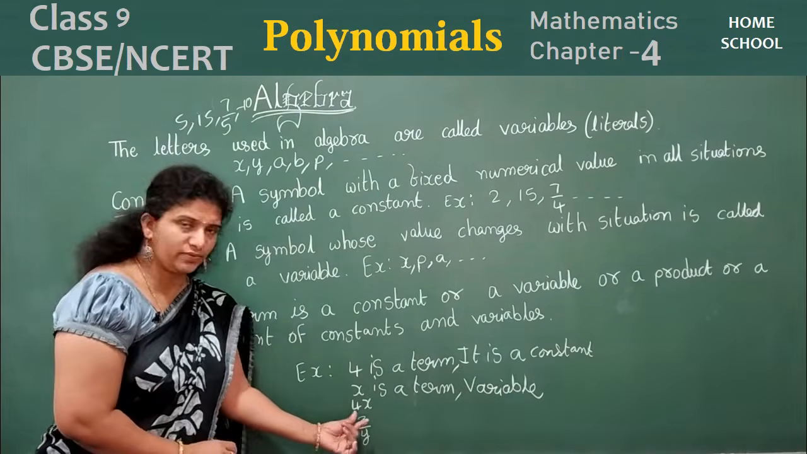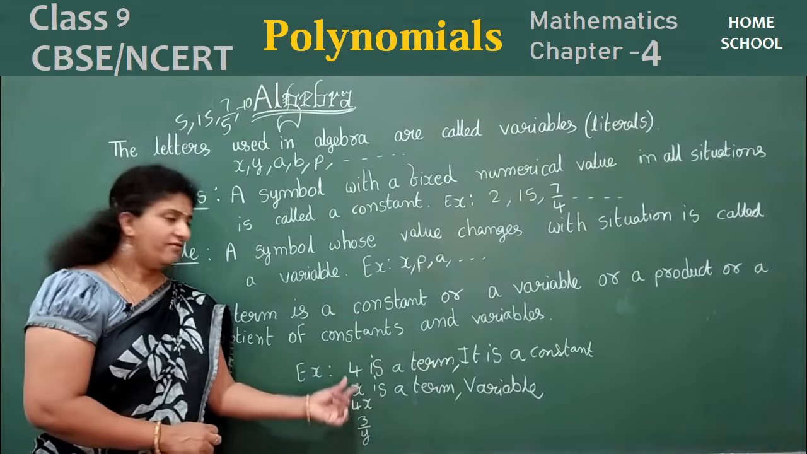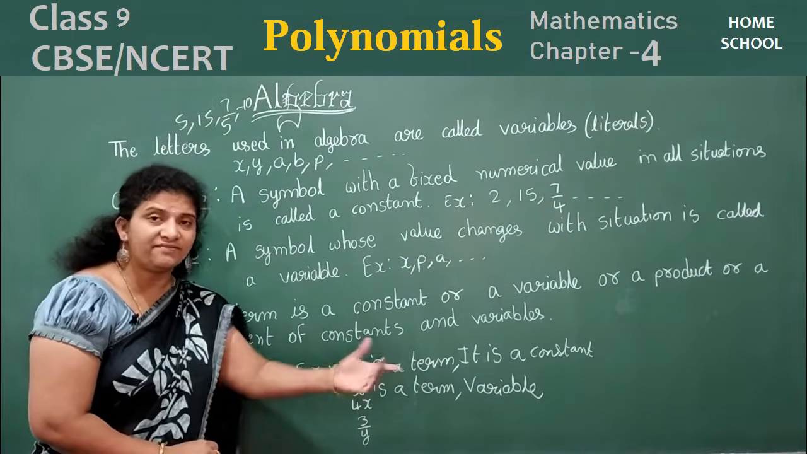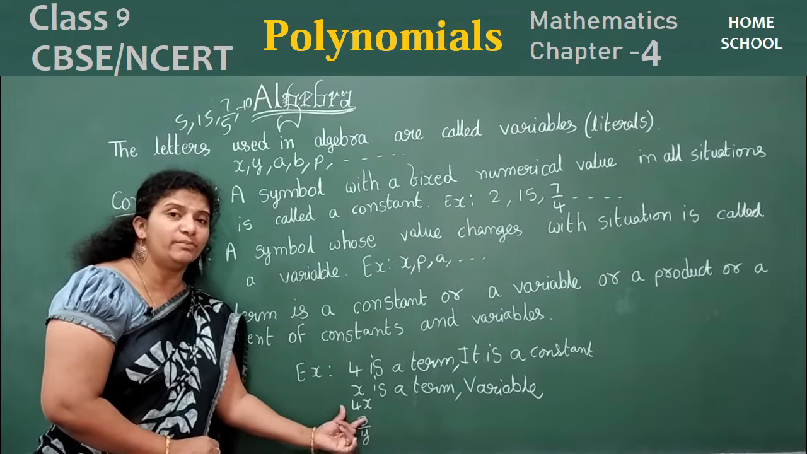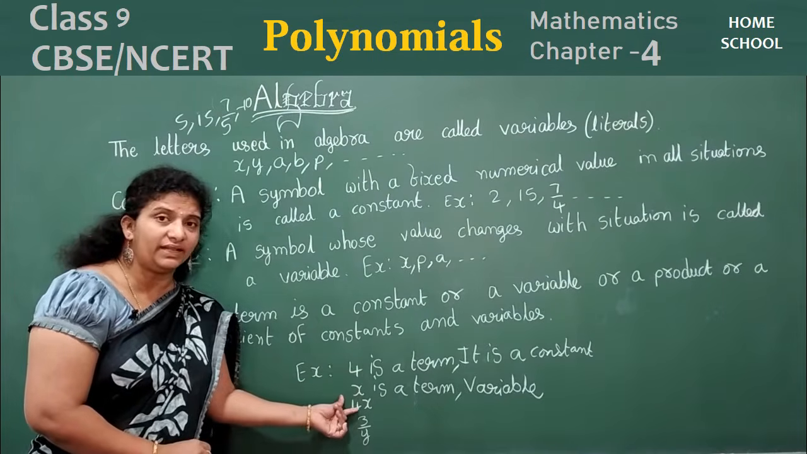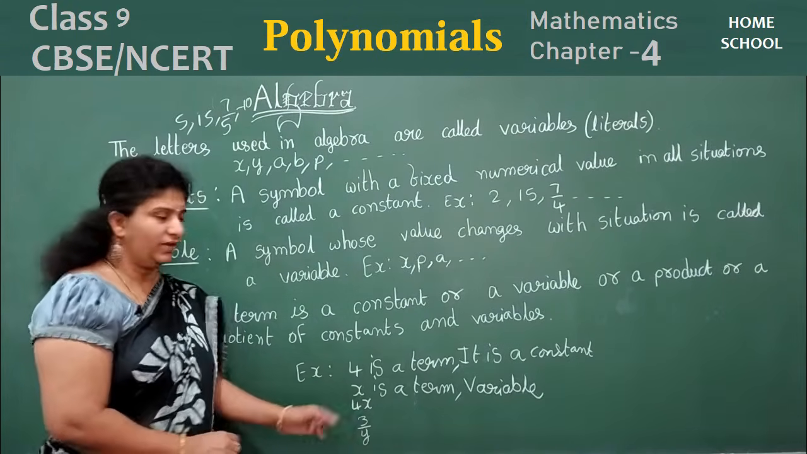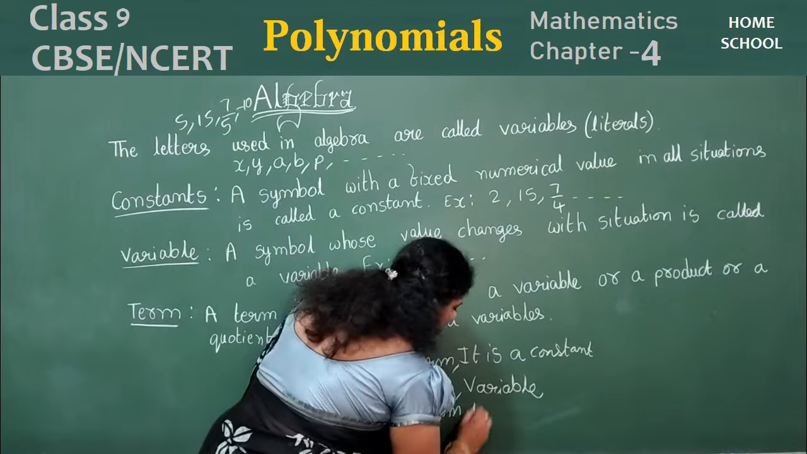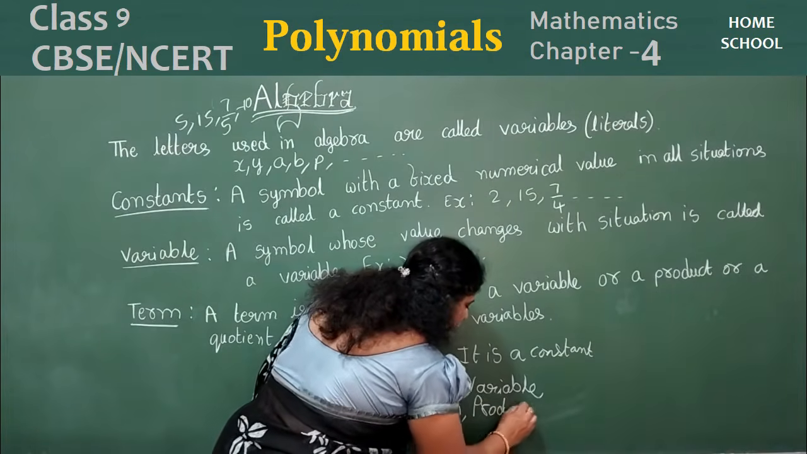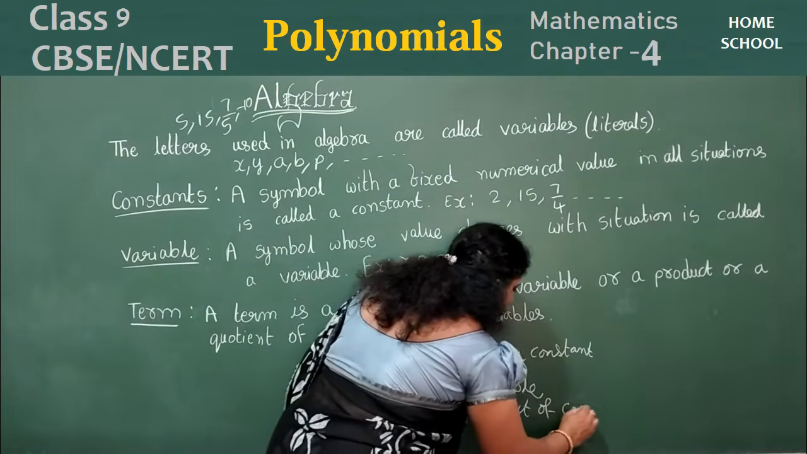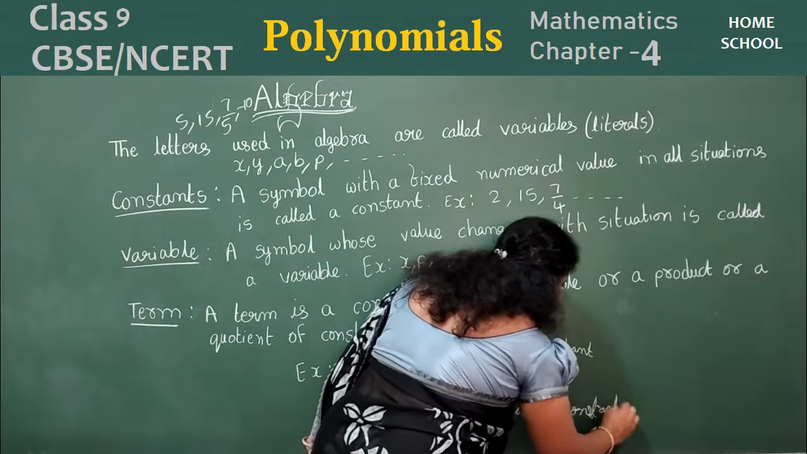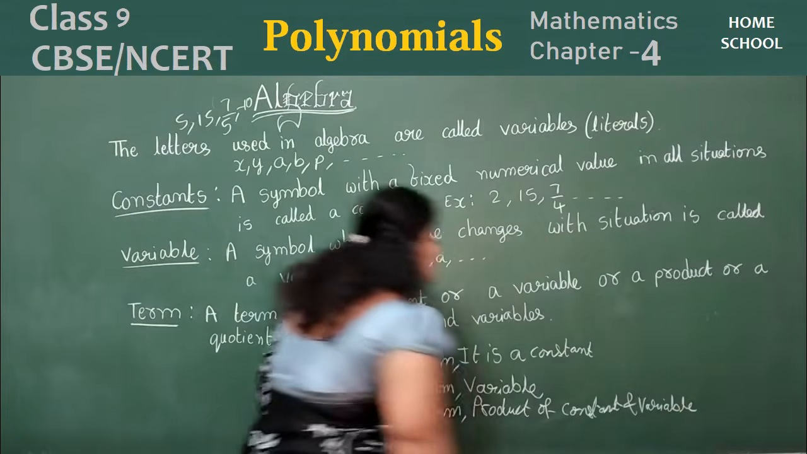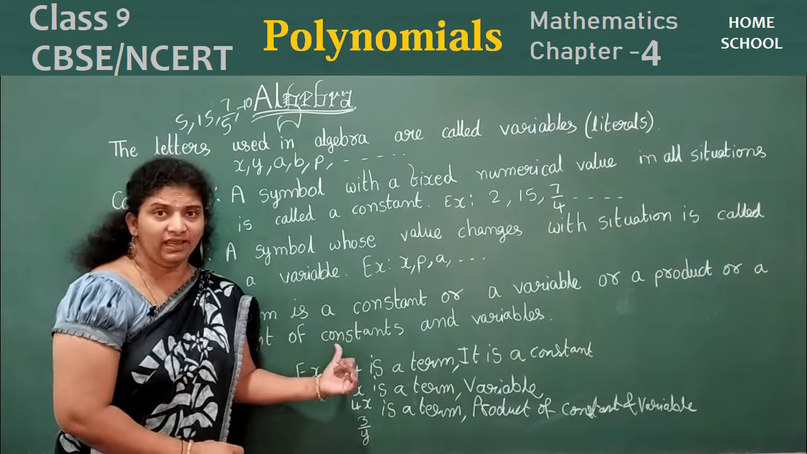And now see the next one. 4x. When I say 4, it is a constant. When I say x, it is a variable. But a combination, a product of a constant and variable, is a term. 4x is a term. How is it a term? It is a product of constant and variable. This is a product of constant and variable. We call it a term.